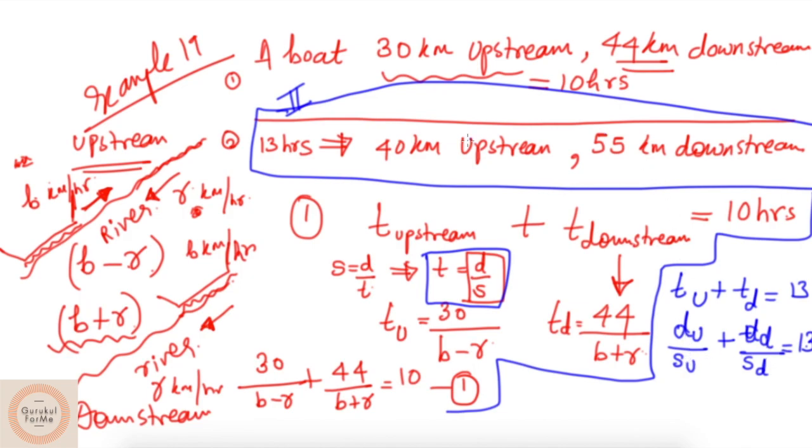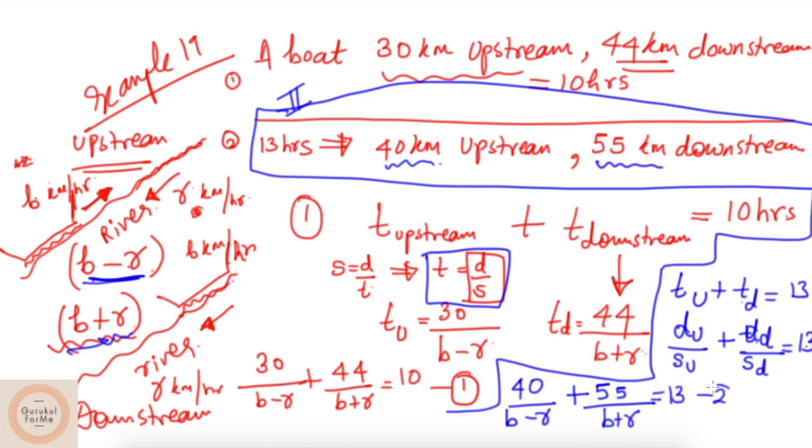What is the distance upstream he or she traveled? That is 40 divided by the speed upstream, B minus R, plus the distance downstream, 55 kilometers. So 55 divided by the speed downstream, B plus R. Can I say that this is equal to 13 and this becomes equation number 2?